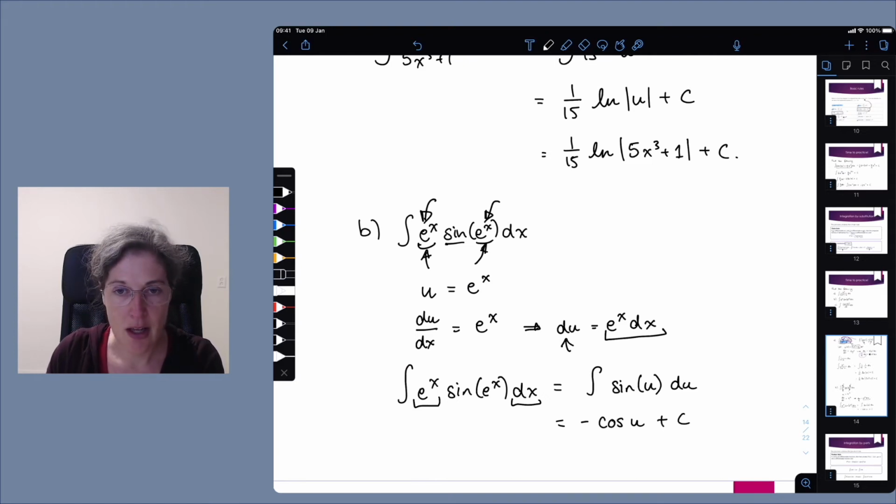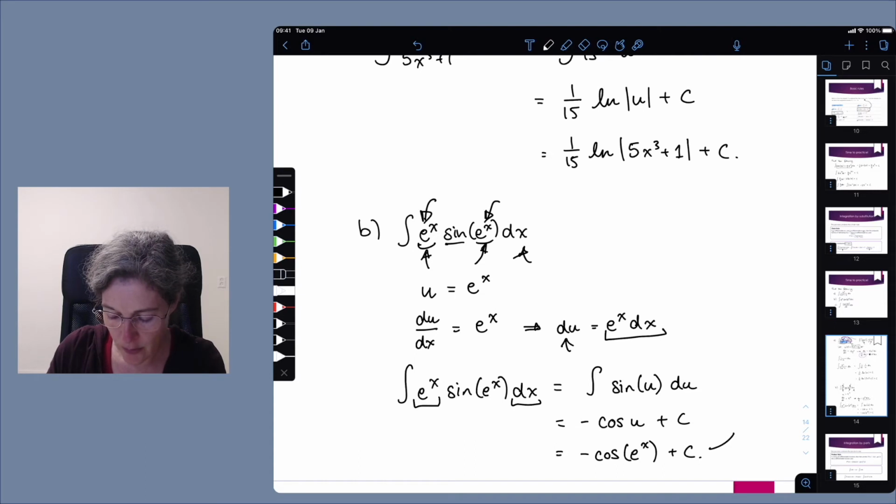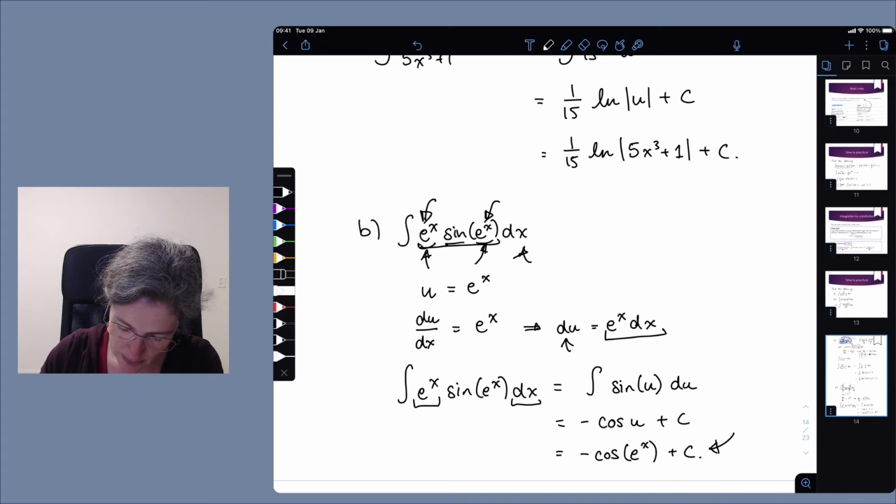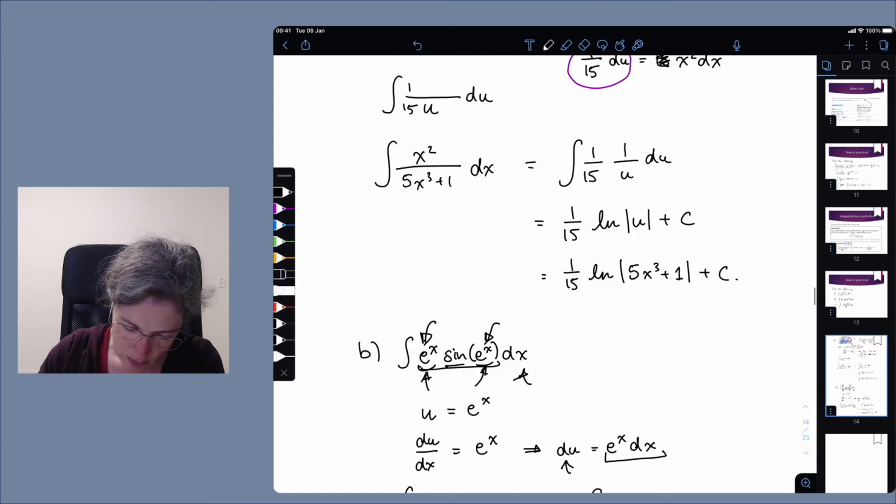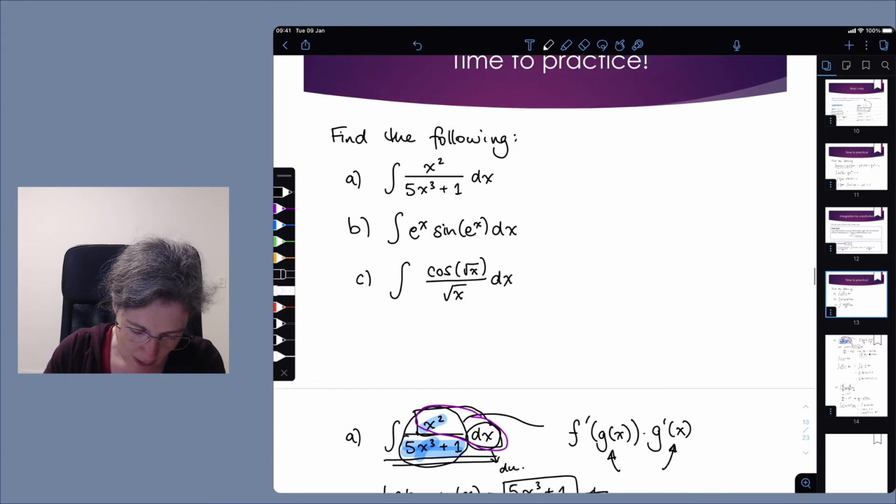And again, our original question was in x's, so we need to just remember to plug in for whatever u is equal to, which in this case was e to the x. And you can double check, if you differentiate this over here, you will end up with e to the x sine e to the x. Okay, maybe we need one more example. So we've got c over here.